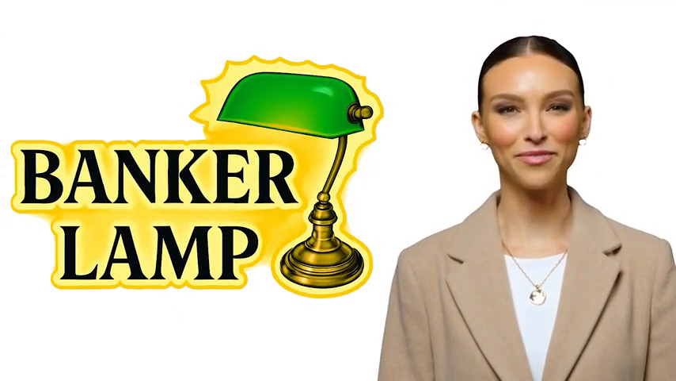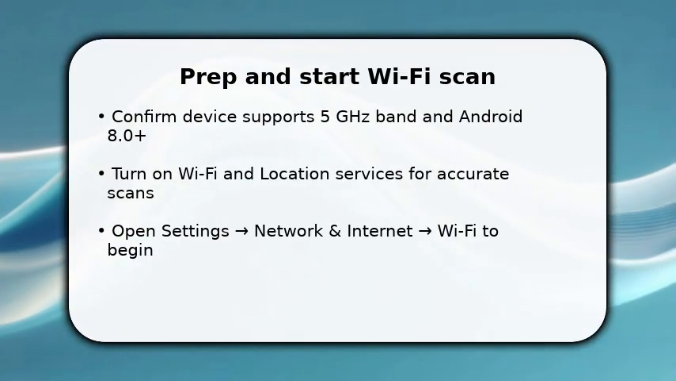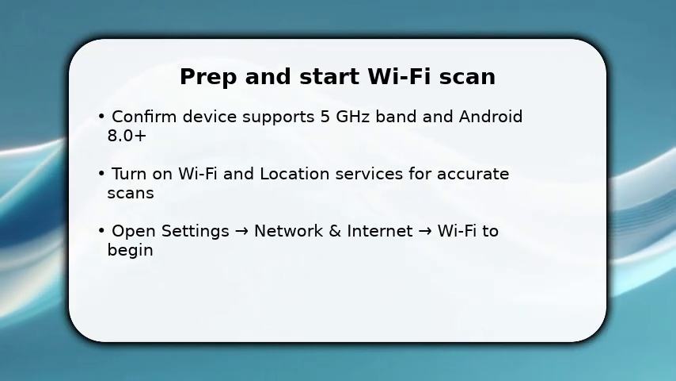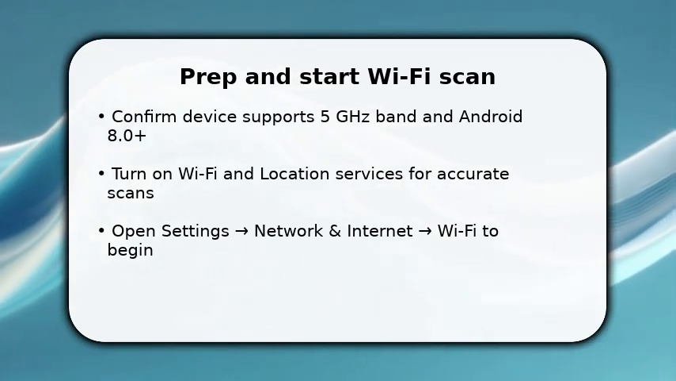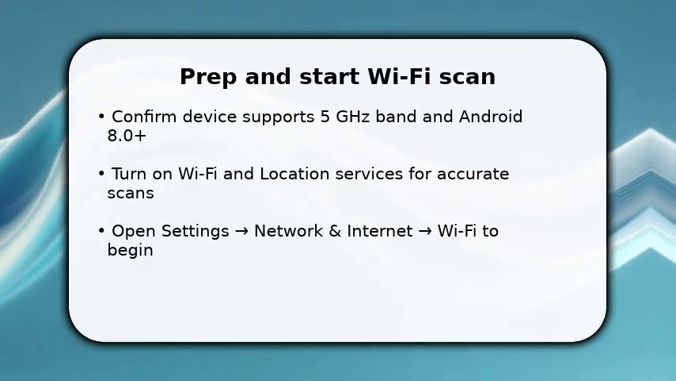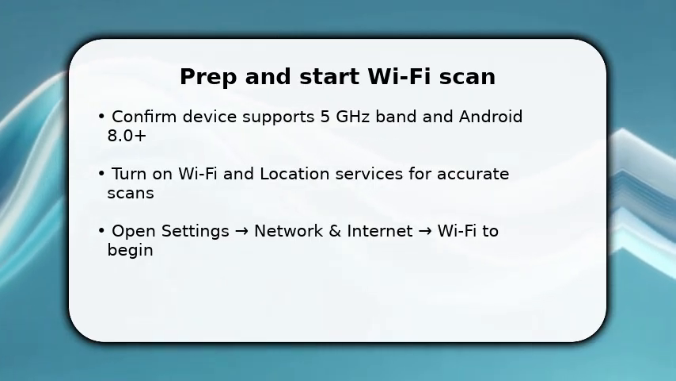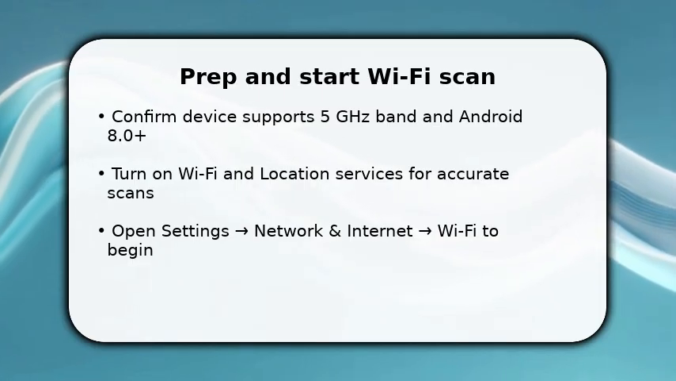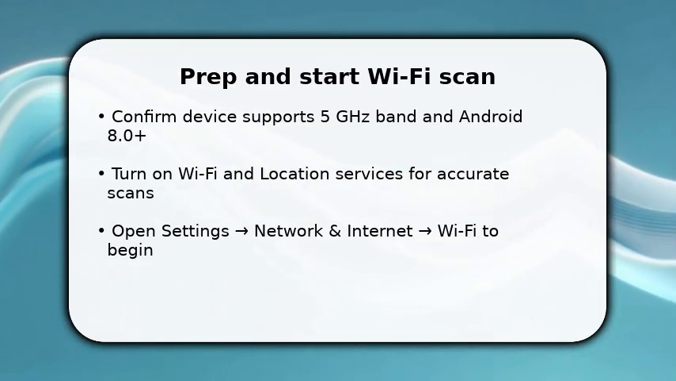Please enjoy the video. You need to act now. Make sure your phone supports the 5 GHz band and that Wi-Fi plus location are on. Open Settings, tap Network and Internet, then Wi-Fi. Once done, the phone will scan available bands. Make sure you don't have airplane mode enabled.